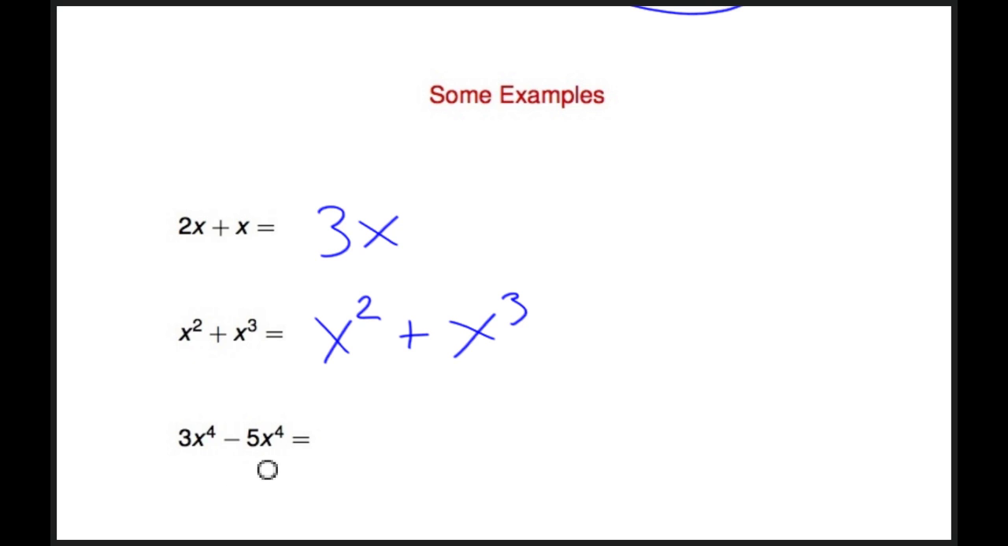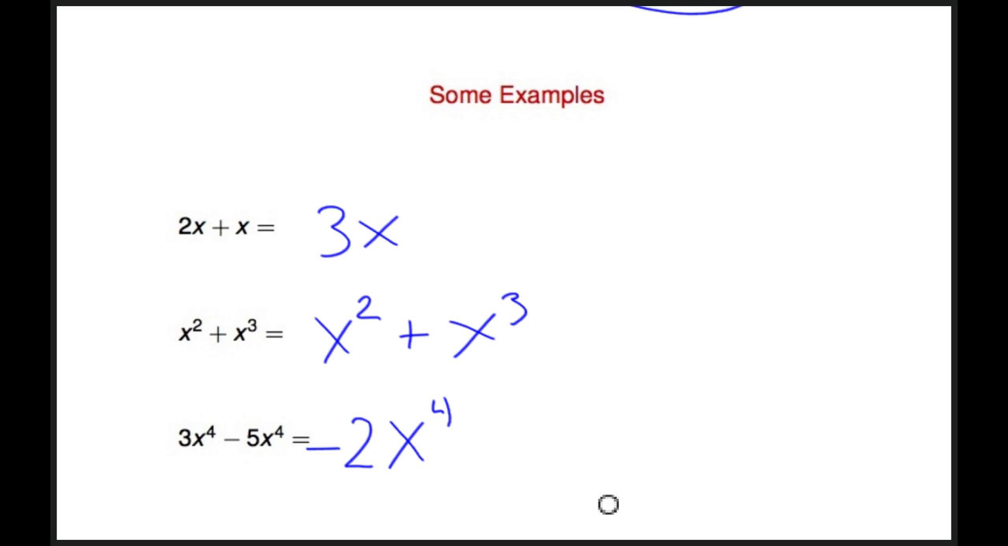Okay, so let's try and do this one. 3x to the fourth minus 5x to the fourth. Again, we're adding or subtracting terms that have the same base. X is the base in all of these examples. So you have 3 copies of x to the fourth minus 5 copies of x to the fourth. Well, we know since we're adding or subtracting, we're going to get something that has x to the fourth because the exponent is not supposed to change when you're just adding or subtracting things with the same base. So if you have 3 minus 5, that gives you negative 2 copies of x to the fourth.